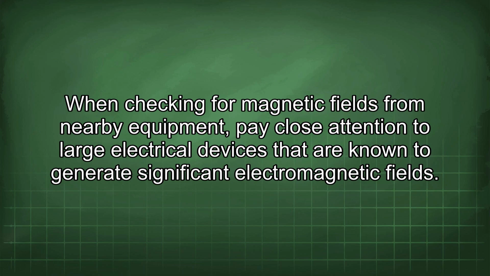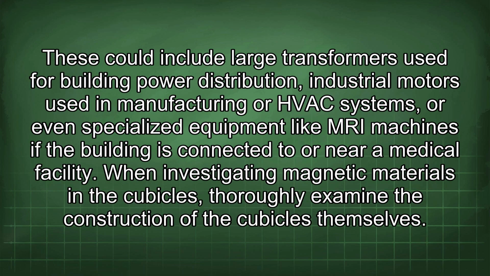When checking for magnetic fields from nearby equipment, pay close attention to large electrical devices that are known to generate significant electromagnetic fields. These could include large transformers used for building power distribution, industrial motors used in manufacturing or HVAC systems, or even specialized equipment like MRI machines if the building is connected to or near a medical facility.